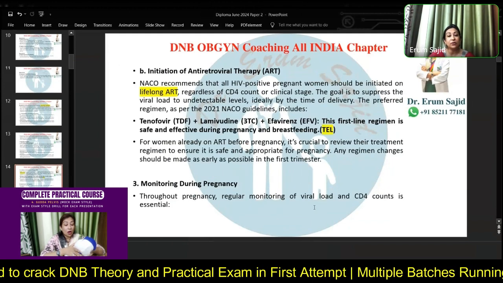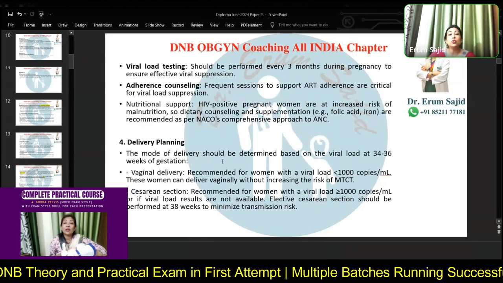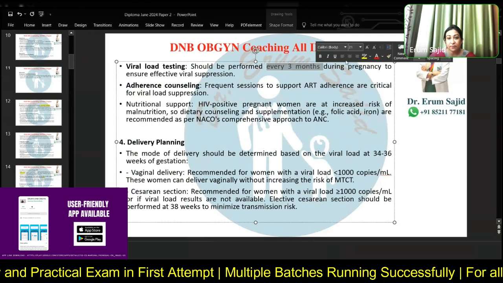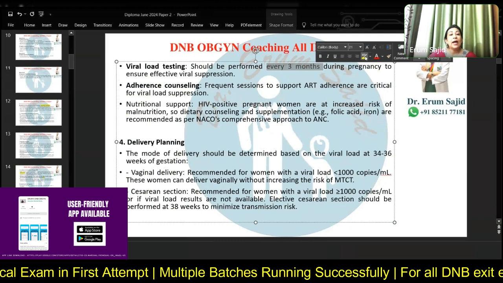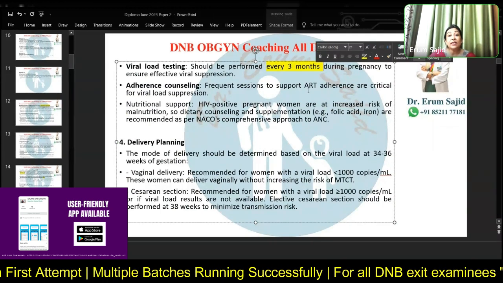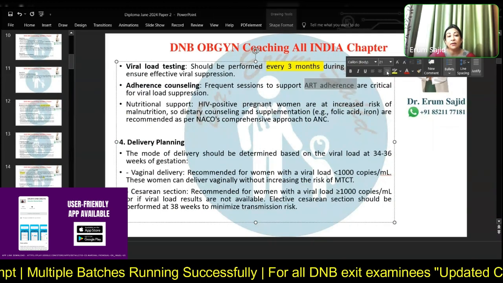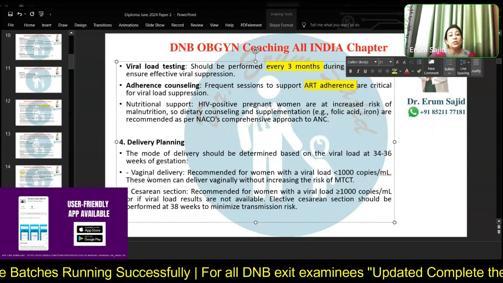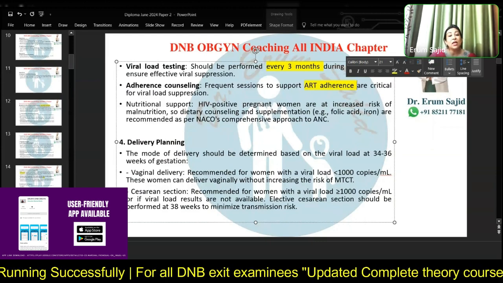How do you monitor the CD4 cell counts? It's very, very essential. So you do it every 3 months, correct? And frequent sessions to support ART adherence is equally important. They are very critical. Then delivery planning. Vaginal delivery is recommended with a viral load of less than 1,000 copies.